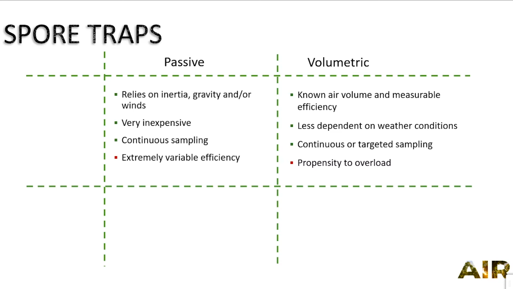Then volumetric spore traps, for their part, use a mechanical pump set to a precise flow rate, and thus we know precisely the volume sampled. This means that these sampling tools have known air volume and measurable efficiency. They are also less dependent on weather conditions. They allow for continuous or targeted sampling. And perhaps the main drawback is their propensity to overload, and we'll cover that in a few minutes.